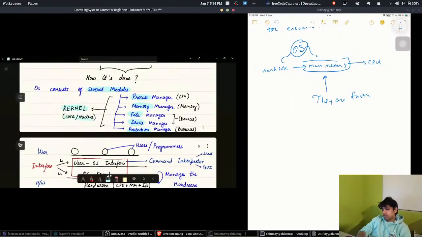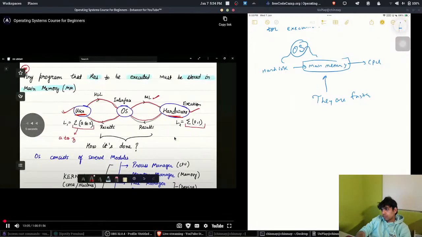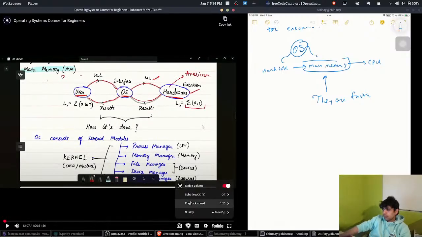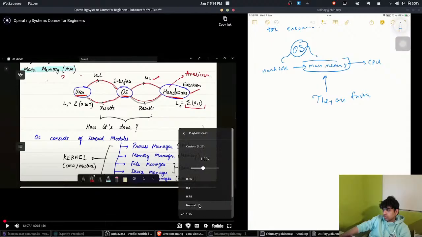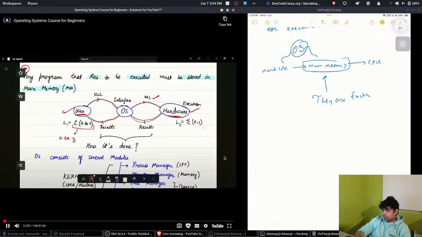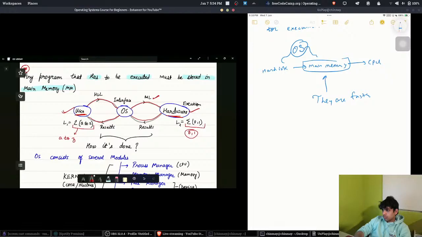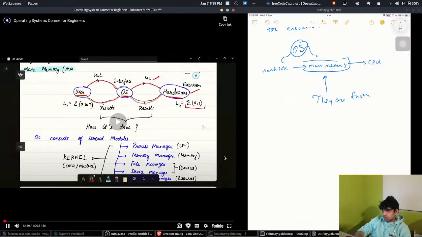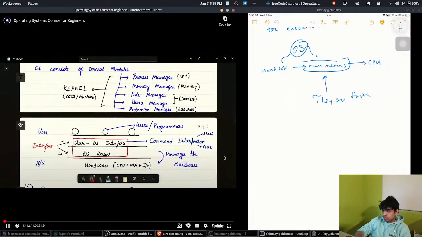It is also known as core or nucleus. How does it? This is just a representation. So the question arises: the whole language of the computer is between the symbols 0 and 1. Okay, this is just the representation. So the question arises, how does the operating system perform so much work? How does it do this work? So how is it done?